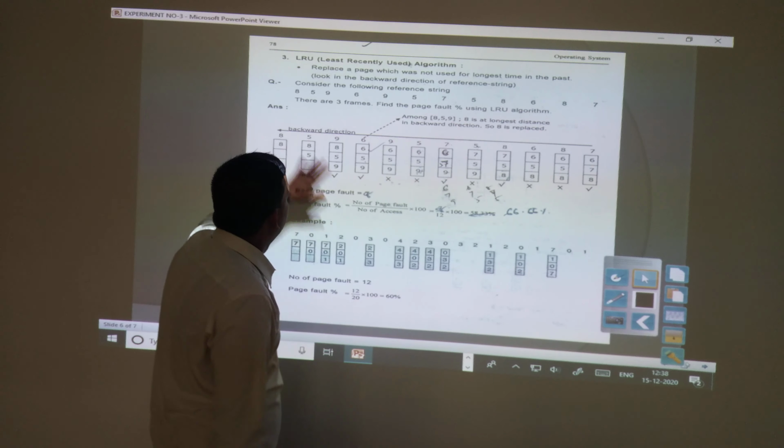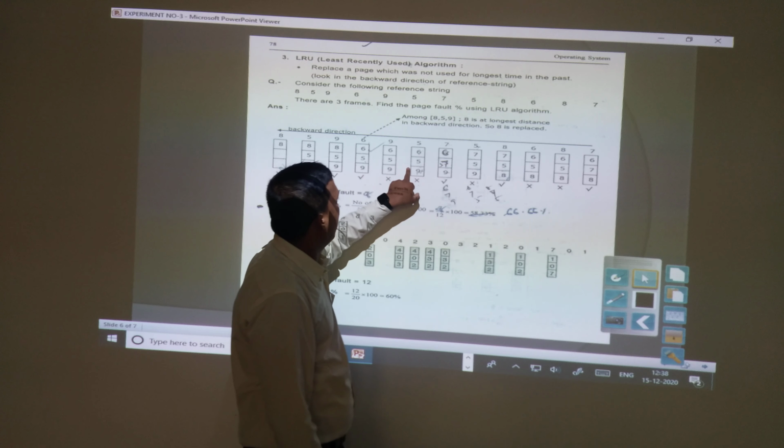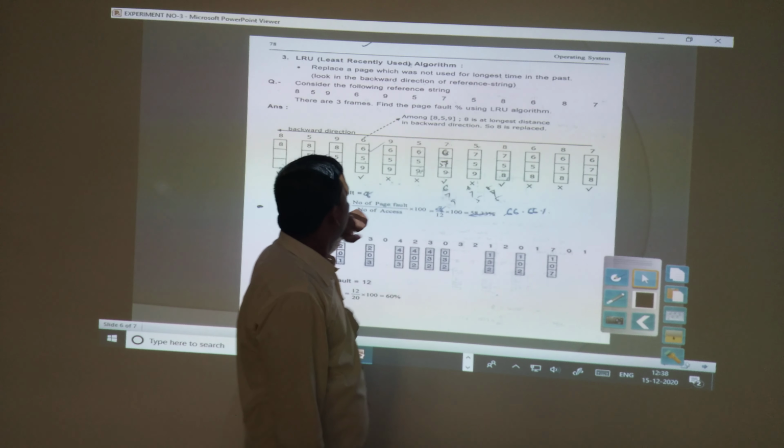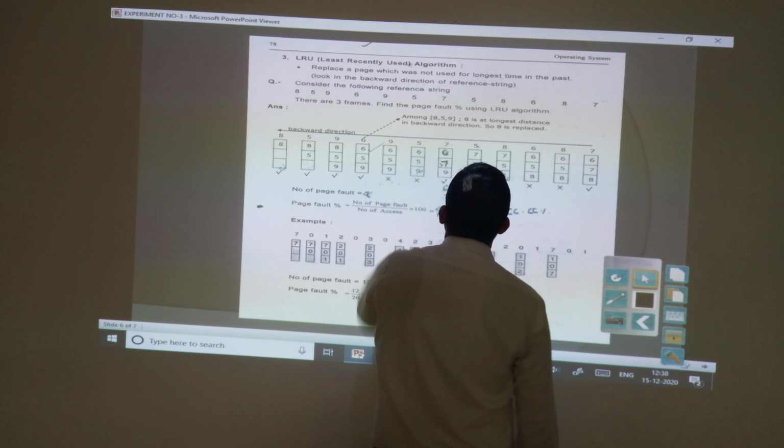So go in the backward direction. Which one is not used for the longest period of time? 8. So replace 8 with 6. The new frame is 6, 5, 9. Again 9 is there. Again 5 is there. Again the new one is 7. So in the backward direction, which one is not used for the longest period of time? 5. So replace: 6, 7 and 9.